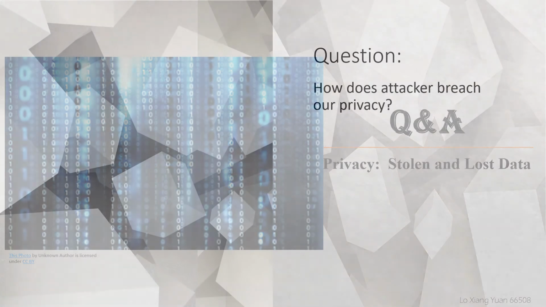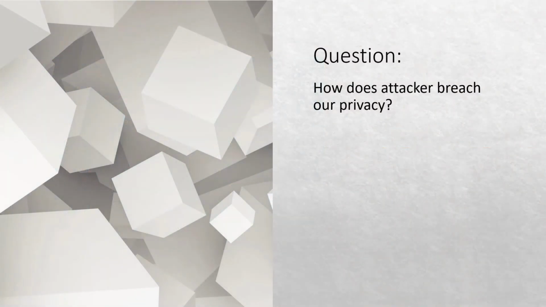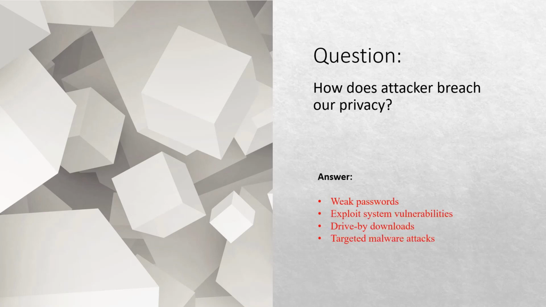Our question is, how does an attacker breach our privacy? The attacker performs a cybercrime called data breaching that seeks our personal information. Data breaching can occur for a number of reasons. First of all is weak passwords. Weak and insecure user passwords are easy for hackers to hack and guess. Second, the attacker exploits system vulnerability.